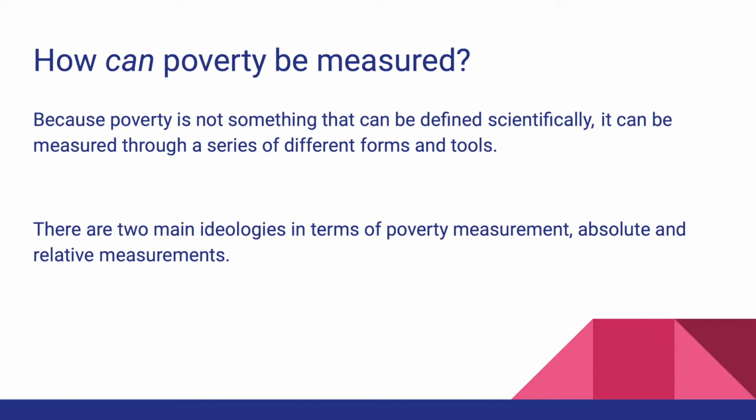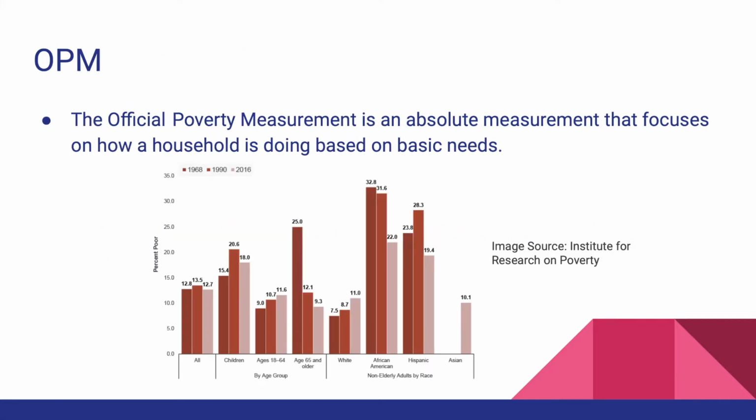What is the OPM, you may ask? The OPM, or the Official Poverty Measure, is an absolute measurement that focuses on how a household is doing based on basic needs.